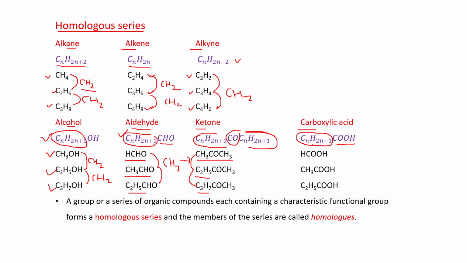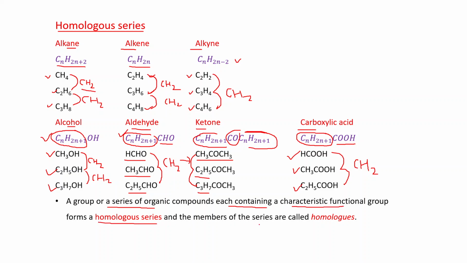Carboxylic acid: the functional group is COOH, and this is the general formula of the alkyl group. If n is equal to 0, we get this formula. If n is equal to 1, we get this one. If n is equal to 2, we get this one. If you see the difference from this to this and this to this, again the difference is CH2. Clear?